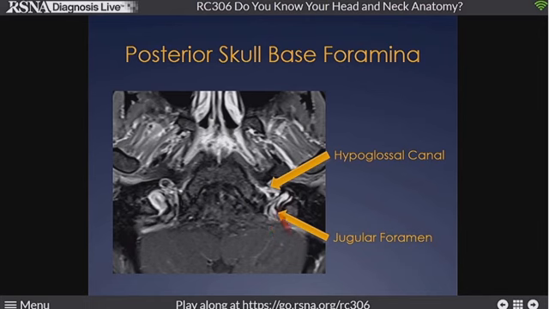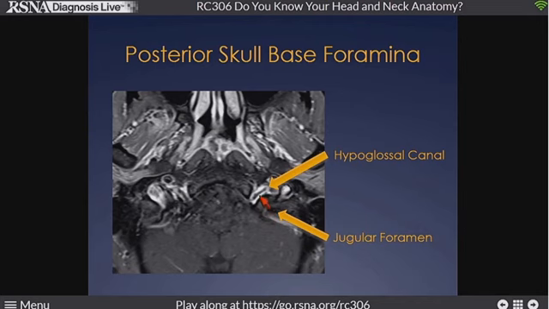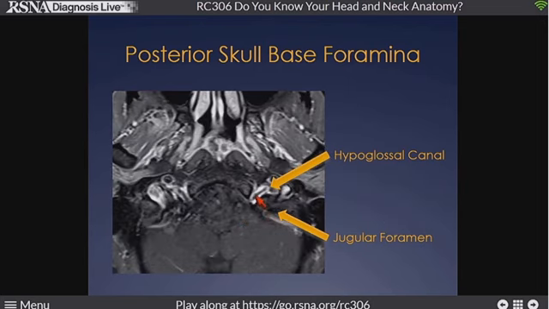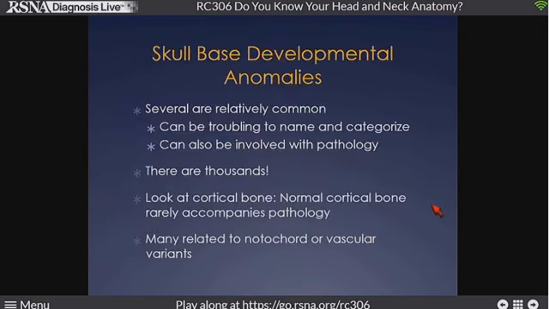So here we can see on a post-contrast T1 the flow within the jugular vein, and on an inferior section the hypoglossal canal anteriorly, and again the hypoglossal nerve moving through it. And again, just rotating back through that relationship, anterior hypoglossal canal, posterior jugular foramen.